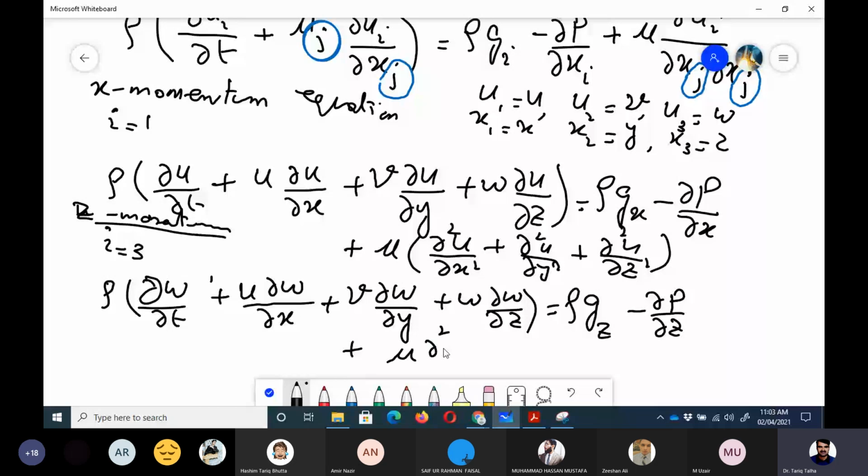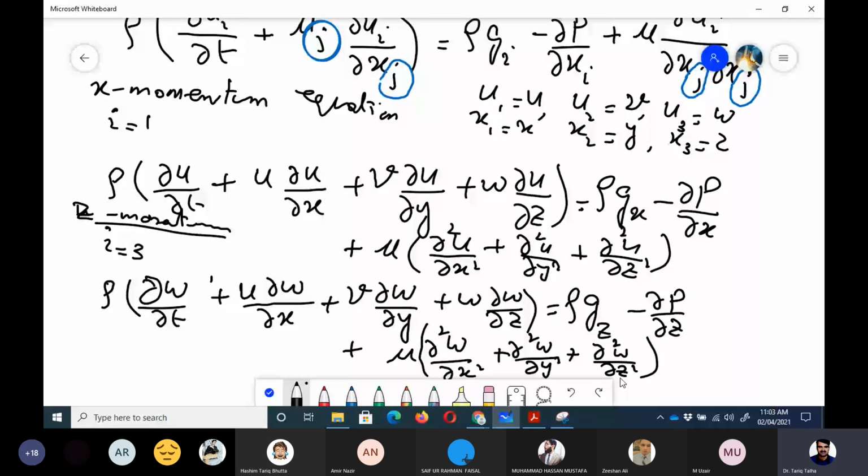Now because I is equal to 3, ui would become partial square w upon partial x square plus partial square w upon partial y square, it would be in bracket, plus partial square w upon partial z square. So we can very easily get these values.